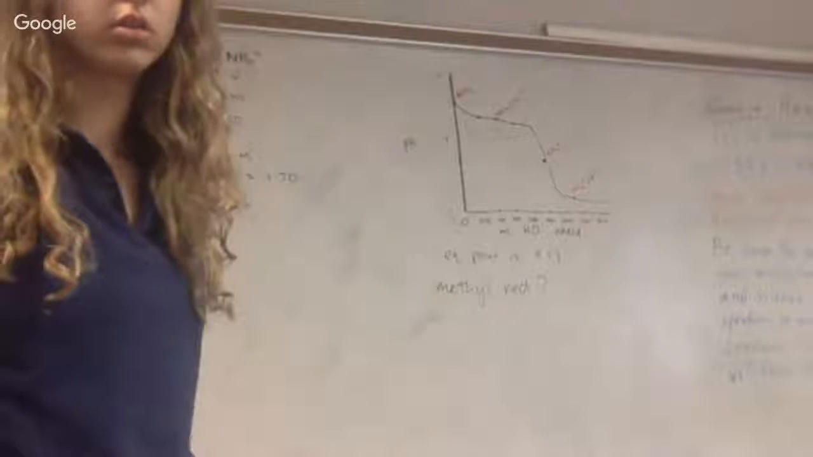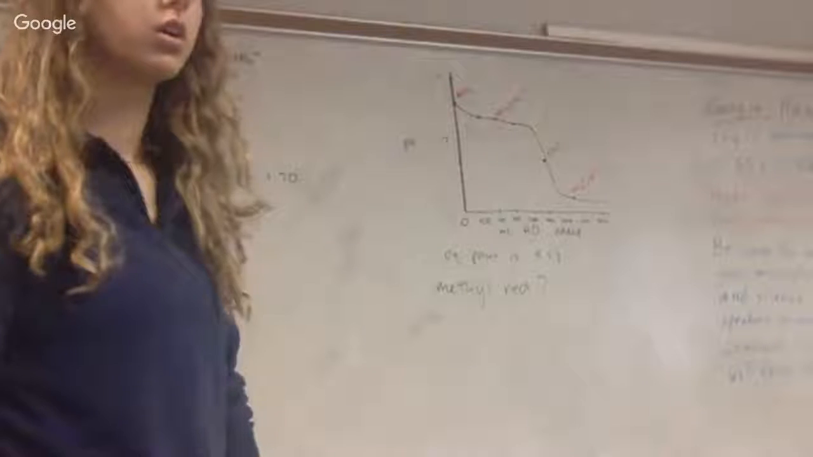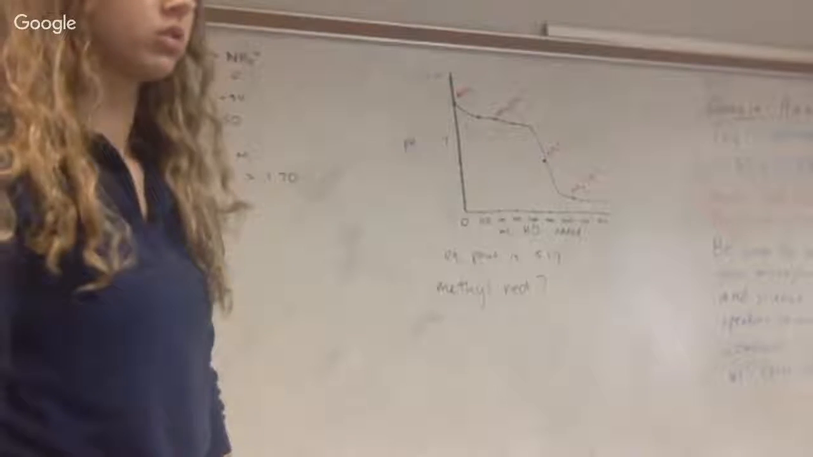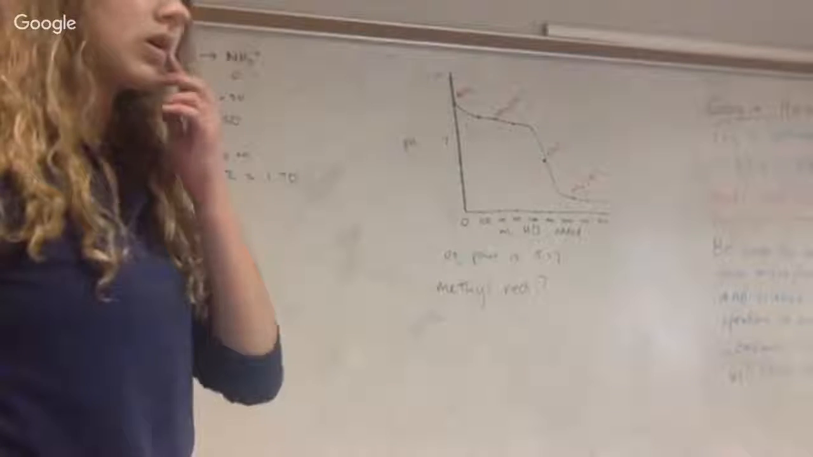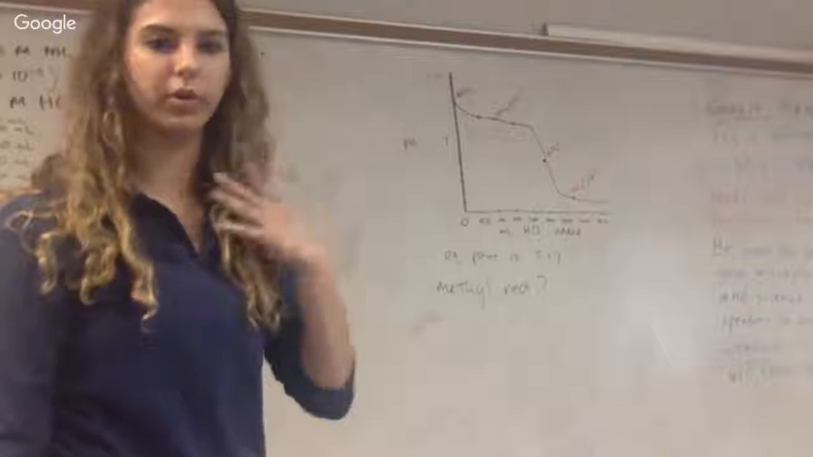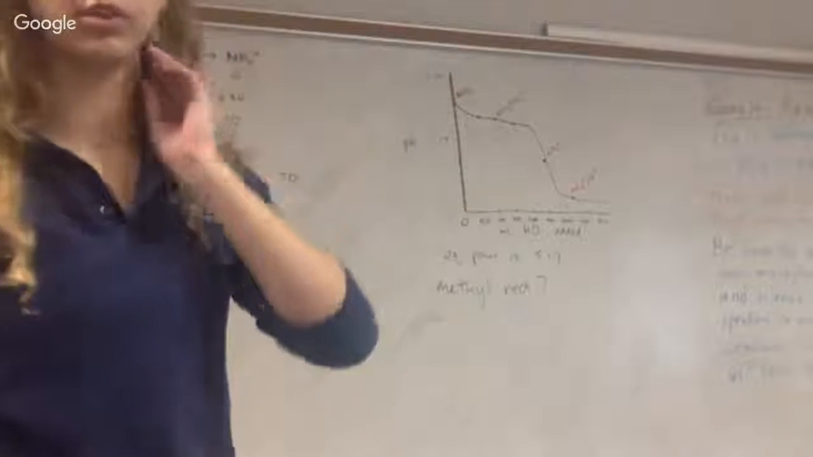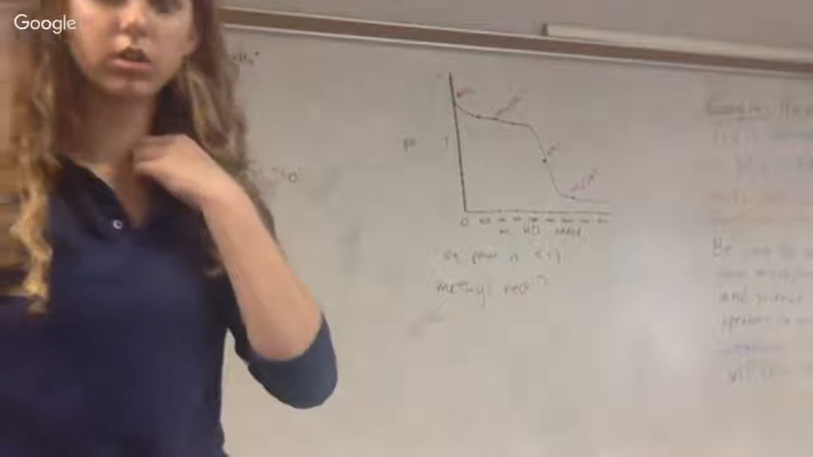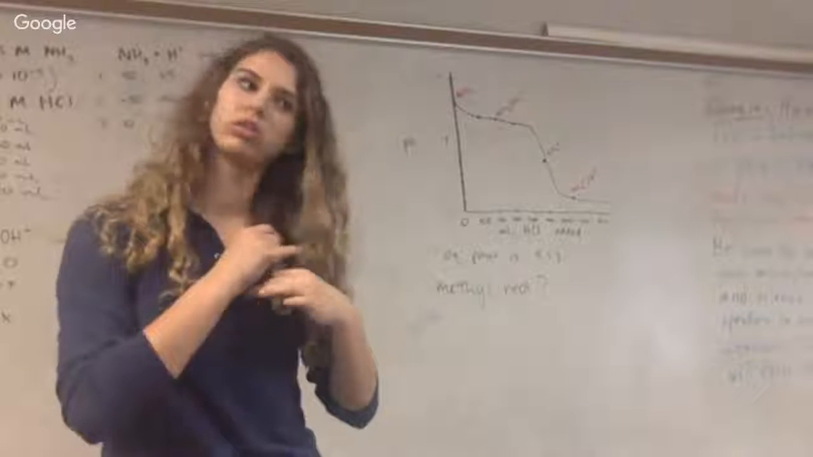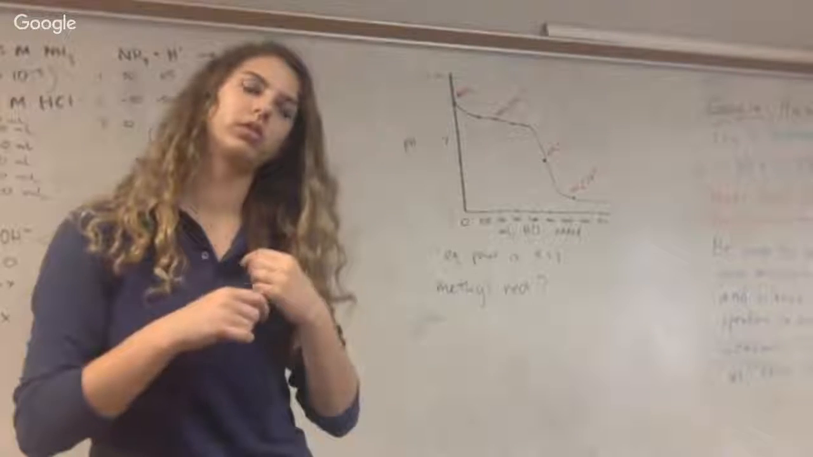So if we take the pKa of our indicator, what's the Ka of methyl red? Do we know? I don't know. No, it says it's pH. Just be aware of this: whenever we're trying to figure out the pH, we're going to want to have the pKa ±1 of the indicator.